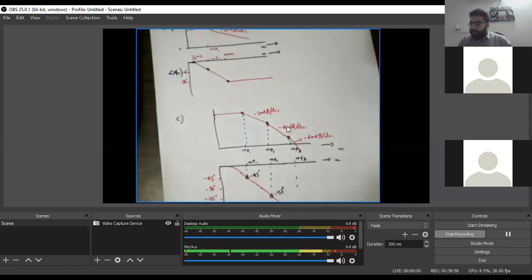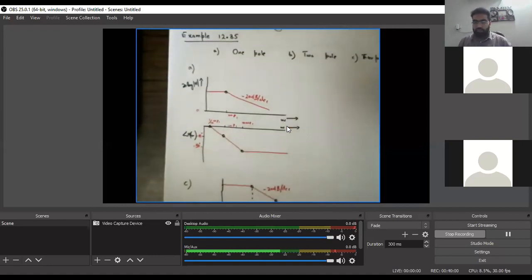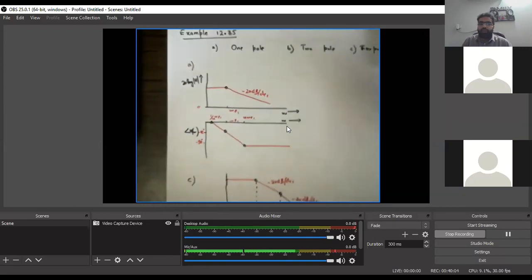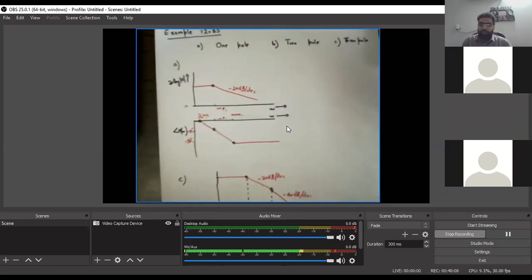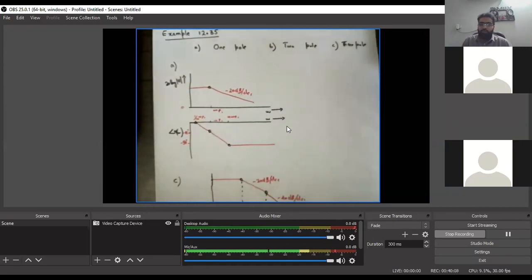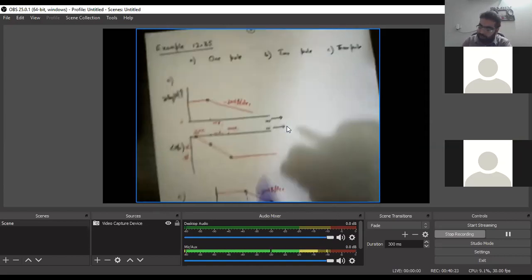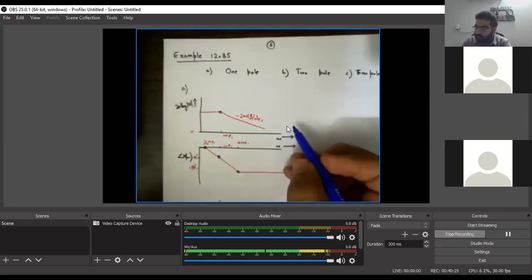So the next example is from your book. Your book is doing a 1-pole system, 2-pole system, and 3-pole system. So I'm just putting an example of a 1-pole and a 3-pole system and seeing how the response is going to be. 1-pole system meaning we just have 1 pole, and 3-pole system we just have 3 poles, meaning we don't have any zero. So we're not discussing the zero effect. Correct? So if we do the magnitude response, it's shown here.